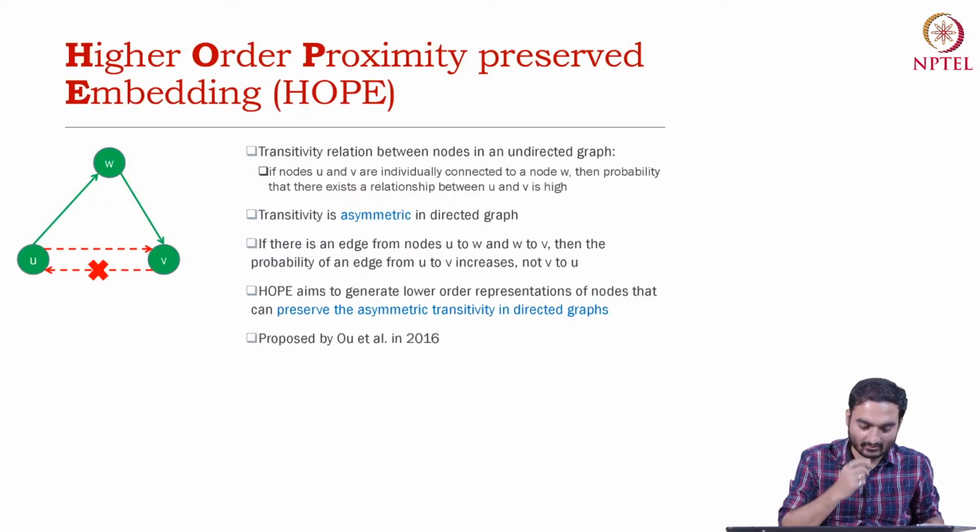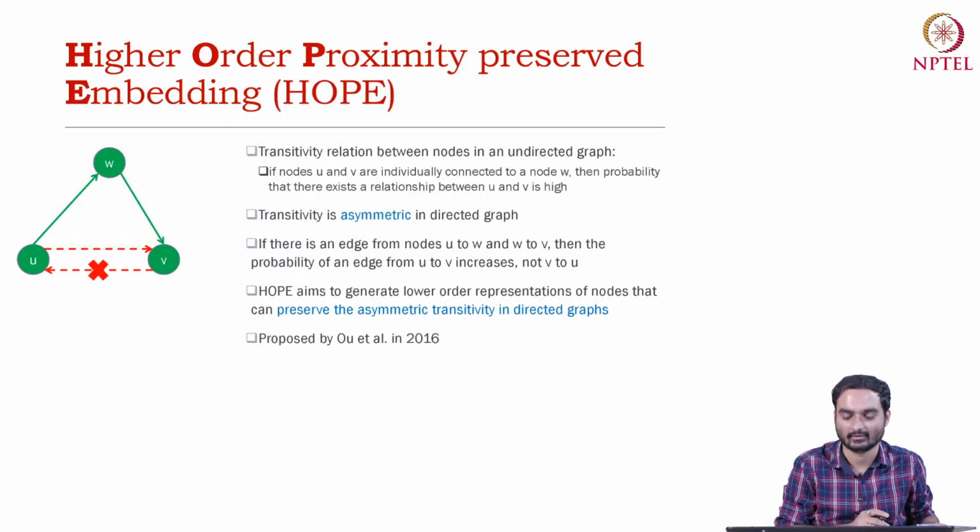Okay. So, what is the intuition behind this algorithm? If you look at the network, in general most networks follow some sort of transitivity relations. I mean, if U is connected to V and V is connected to W, there is a high possibility that U and W would also be connected, right.